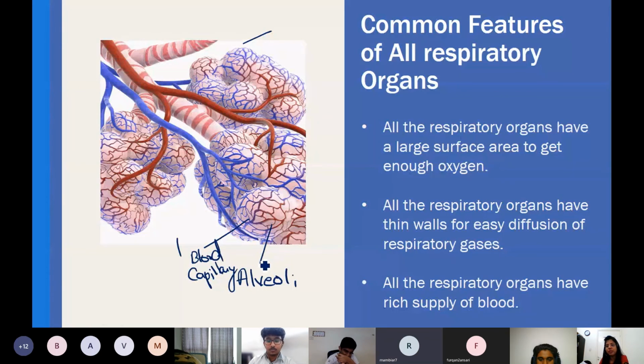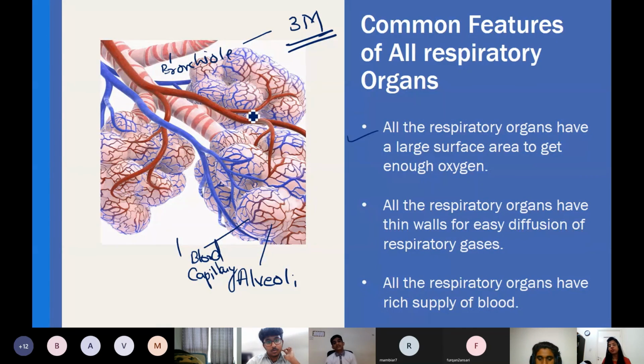Now we have discussed the respiratory organs of all the animals. What are the common features of all the respiratory organs? This question comes for 3 marks. All the respiratory organs have a large surface area. See, this tube is called the bronchiole. The bronchiole later forms many balloon-like structures called alveoli, which make a large surface area. So whether it is the alveoli or the gills, ultimately they make a large surface area.